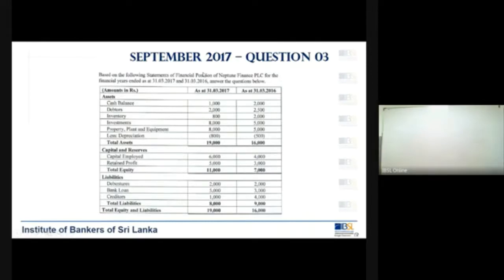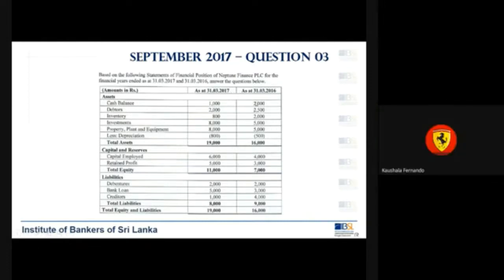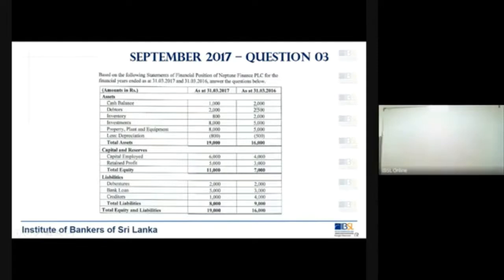What do you think? During the year, the overall position, whether there is a cash inflow or outflow. There is an outflow. Why? Because initially they had 2000. 1000 has gone out. That is why it has come to 1000. Do you all understand that?